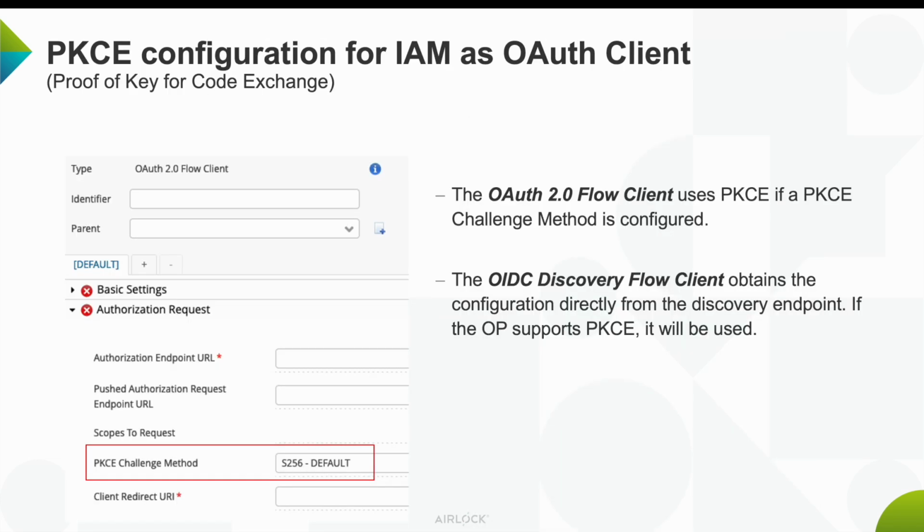Continuing with PKCE, we're supporting PKCE in IAM already since quite a while, but we didn't have it for IAM as an OAuth client, and that's what we're now adding with 8.3. For IAM as an OAuth client, you need to configure it in the flow client. The PKCE challenge method has to be set as something other than none, and then this PKCE challenge method will be used. For the OIDC discovery flow client, it's a lot simpler because we're directly reading the information from the discovery endpoint, and if the OP supports PKCE, then we'll actually also use it.